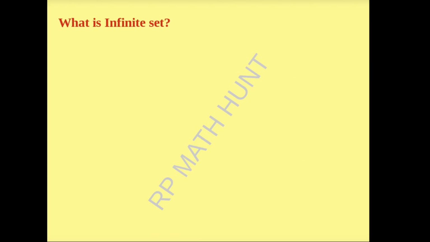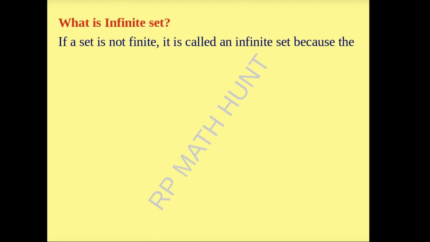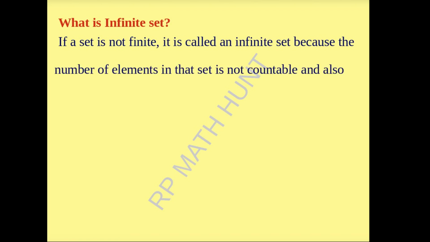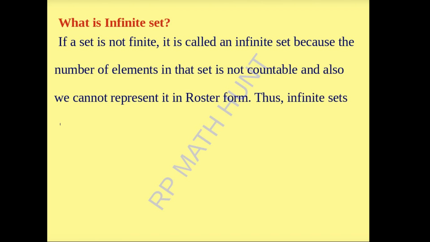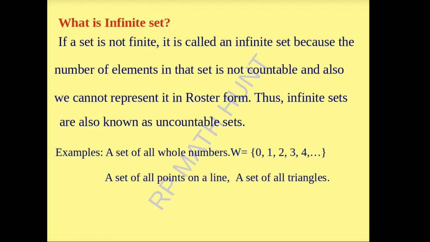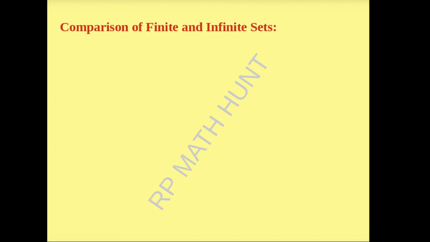What is an infinite set? If a set is not finite, it is called an infinite set, because the number of elements in that set is not countable, and also we cannot represent it in roster form. Thus, infinite sets are also known as uncountable sets. Example: the set of whole numbers W is equal to {0, 1, 2, 3, 4, ...}. The set of all points on a line, the set of all triangles, the set of leaves on a tree, the set of hair on the head. Such types of sets cannot be counted.